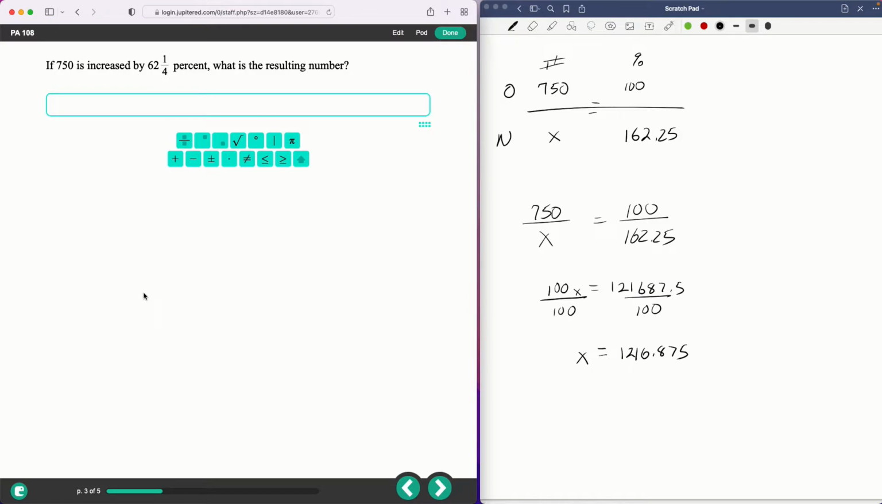So I'm going to type that in, 1216.875. And I'm going to check it, and that's correct. All right, next problem. Clear this.